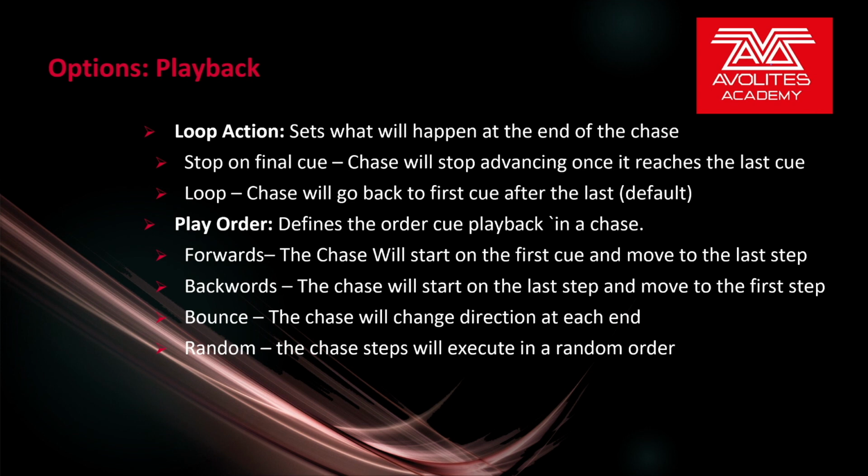Play order defines the order the cues play back in a chase. Forward: the chase will start at the first cue and move to the last step. Backwards: the chase will start on the last step and move to the first step. Bounce: the chase will change direction at each end. Random: the chase steps will execute in a random order. So let's take a look at that.